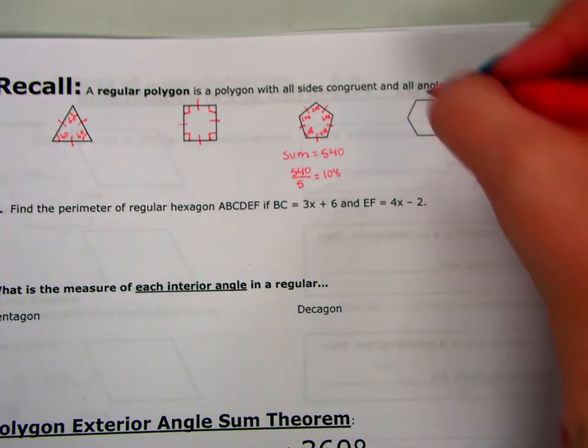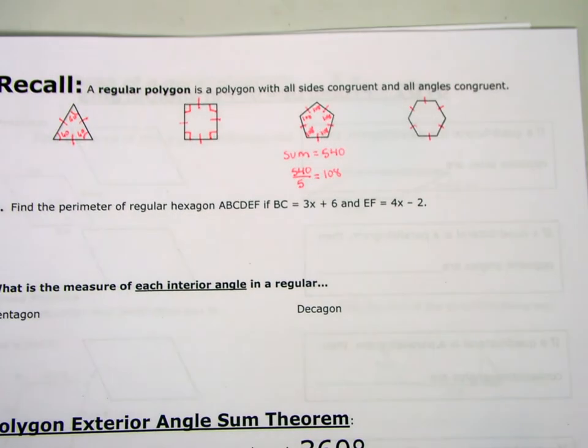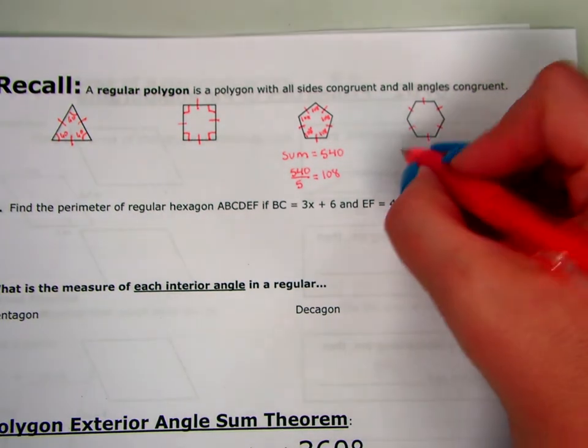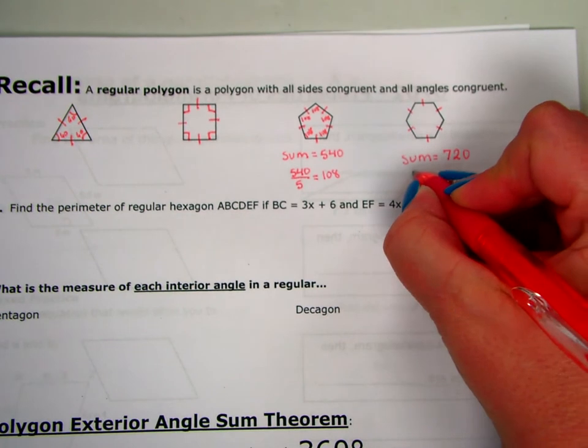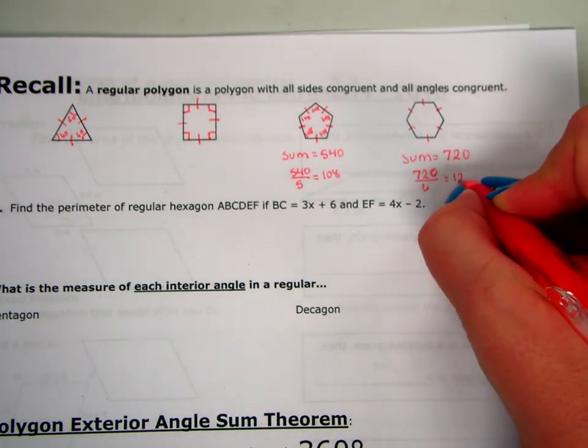On my hexagon I have 1, 2, 3, 4, 5, 6 equal sides. We already did on the very first problem, example number 1, we already found the sum of my hexagon. What was the sum for the hexagon? So if I divide that into 6 equal angles, 120.